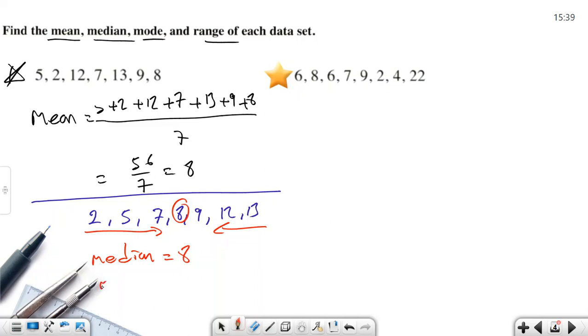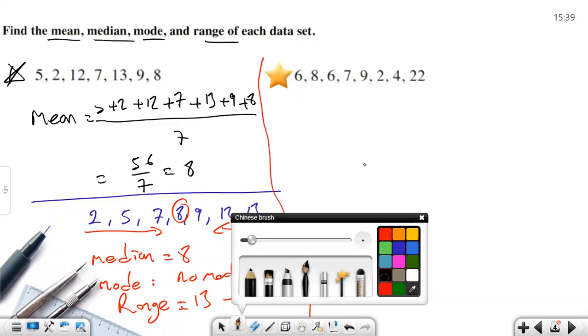I didn't repeat anything. What do we say for the mode? No mode. And what is the range? 13 is the greatest one, minus 2, it equals 11. So the range is equal to 11 for this set.